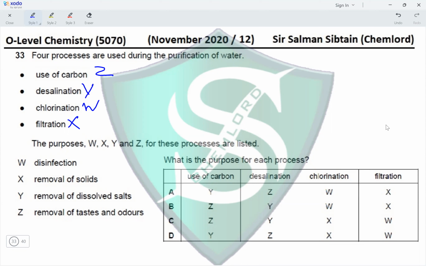For use of carbon should be Z. So options B and C contain Z. We'll continue with these two options. Desalination should be Y, which is present in both. Chlorination should be W, present in B, and filtration X. So this makes option B the correct option for this question.